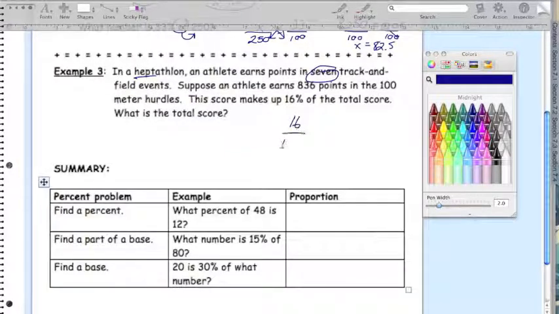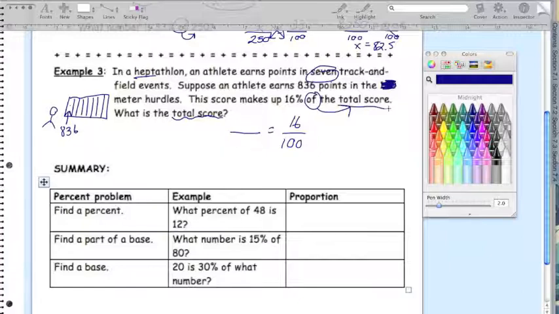Okay, so first of all, we can automatically put 16 over 100. That's our percentage. Now we want to read through the problem again, and we notice that here's this person. They're in 7 events. 1, 2, 3, 4, 5, 6, 7. In one of those events, they scored 836 points, and that was the 100-meter hurdle. So this 100 is not really an important number. It just describes the event. We want to know what the total score is. So if you remember, the denominator is going to be our total. It's going to be our base. Or we could even say what comes after the of. It goes in the denominator, total score. We don't know the total score, so that's x. That means the 836, it's a part of our total.